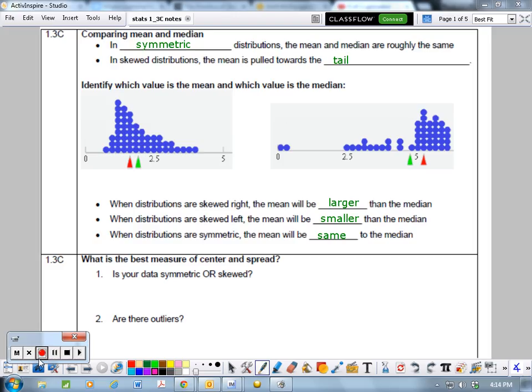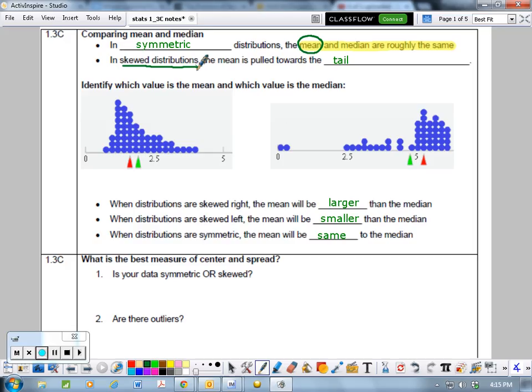So when we have what we call symmetric distributions, your mean and median are going to be roughly the same. They're going to be pretty darn close to each other. And so that's something we really want to pay attention to. When it's symmetric, the mean and median are roughly the same. And so what you really want to use when they're symmetric is you want to stick with the mean, because the mean is so much more powerful. And we'll see that in chapter 2, because we're going to start using the mean a lot in our special type of symmetric distribution.